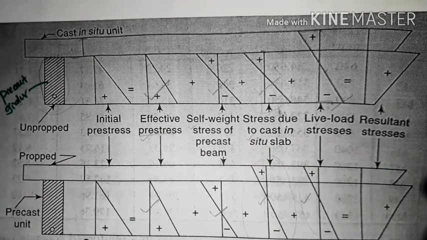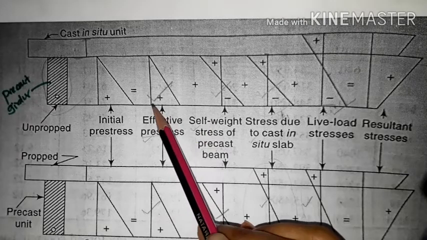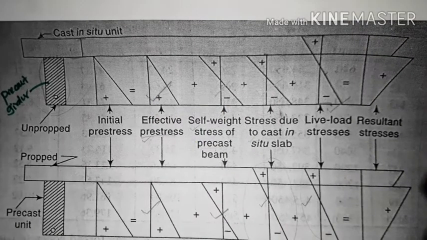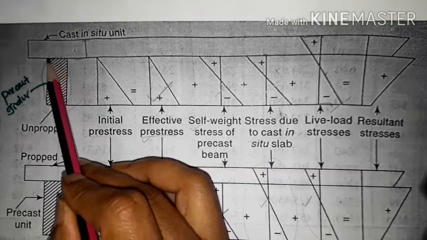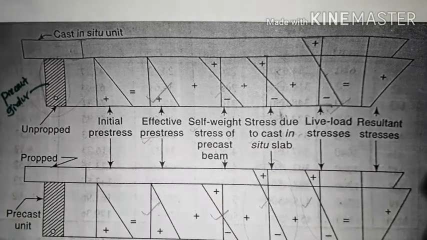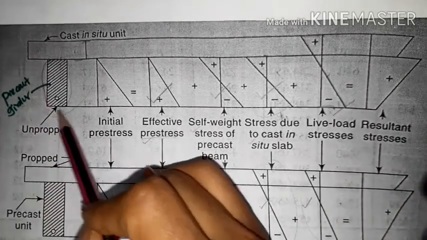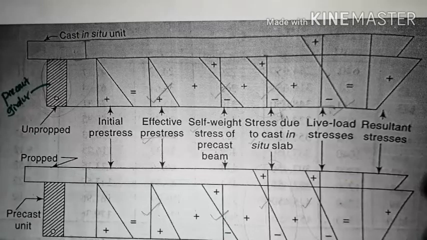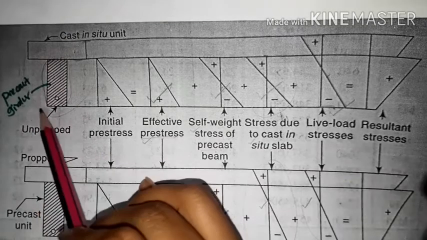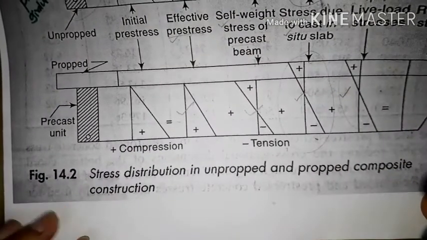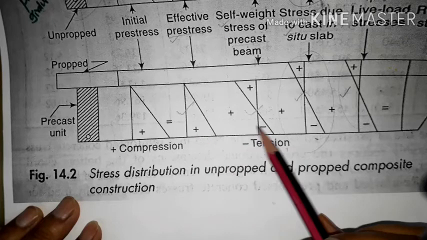This is clear. When you want to calculate the stresses due to these 1, 2, 3 in unpropped condition, you have to consider the moment of inertia of only this part. But when you calculate the stresses due to live load, you have to consider the moment of inertia of the whole section. That is a change, because we are considering it as a monolithic or composite section when the live load is applied.